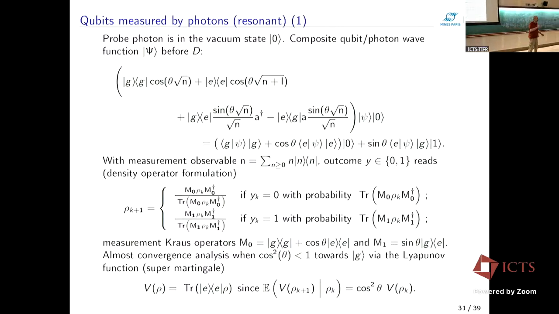So your system is a two-level system. Your environment is an oscillator. The oscillator is in ground state. Okay, and you say, I have this interaction. I measure one photon in the environment, so I know that my system is in ground state.